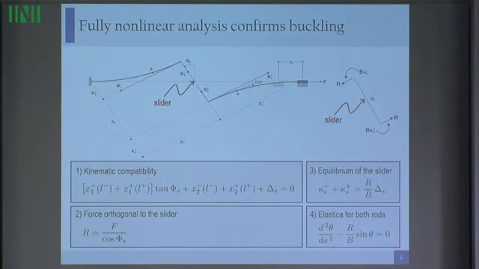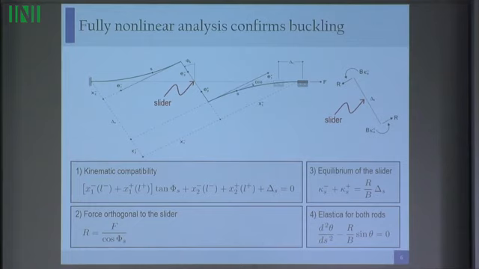The equations are based on the Euler-Elastica nonlinear differential equation. Then we have the equilibrium of the slider, this one. We have the fact that the force transmitted to the slider has to remain orthogonal to it, and we have the kinematic compatibility condition across the slider. So we have two elastic rods connected through a slider. We did all this math.